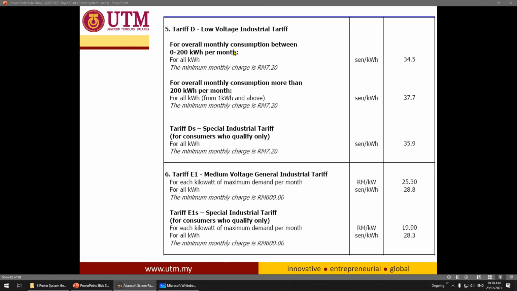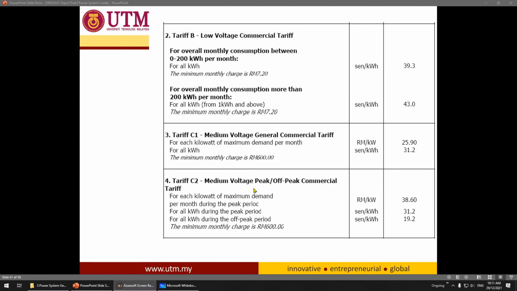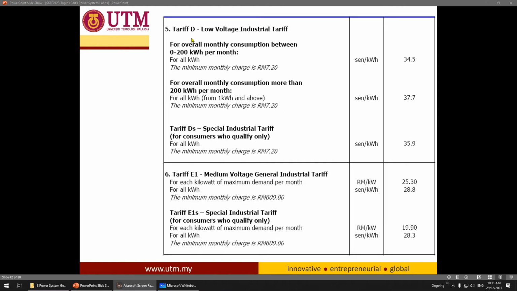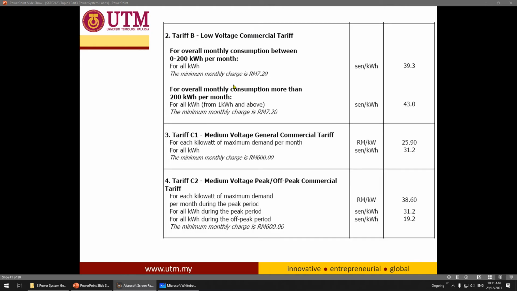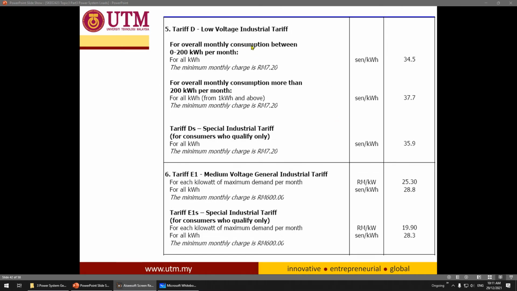Then you have tariff D, low voltage industry. This one is medium voltage peak, medium voltage industry. C1 and C2, tariff low voltage industry. This one is more industry. This one is for commercial. Commercial is, for example, shop. Usually shop. Industry is industrial.